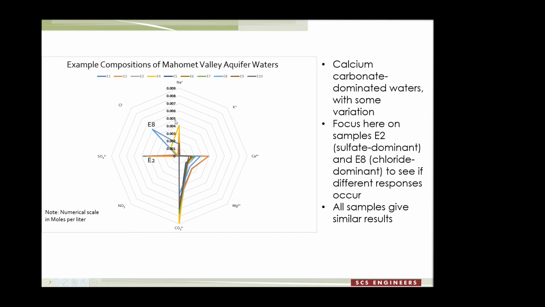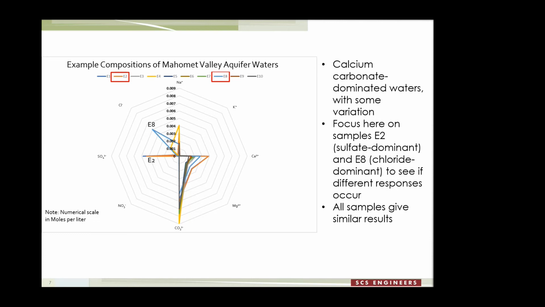We did look at all 10 samples in terms of the effect of increasing PCO2, but for the purposes of this presentation, we're going to look specifically at samples E2 and E8. For E2, there's more of a sulfate dominated component, and E8 has more of a chloride dominated component, to see if different responses occur. But I do want to mention here that all 10 samples end up giving pretty much the same results in the end. For comparison purposes and to keep things simple, I'm going to go through these two cases specifically.